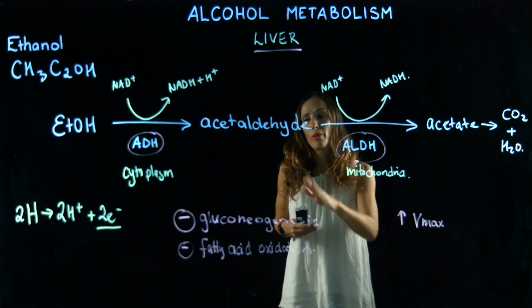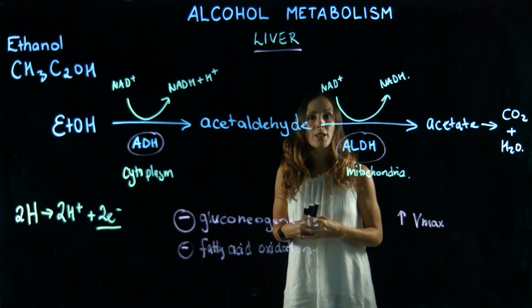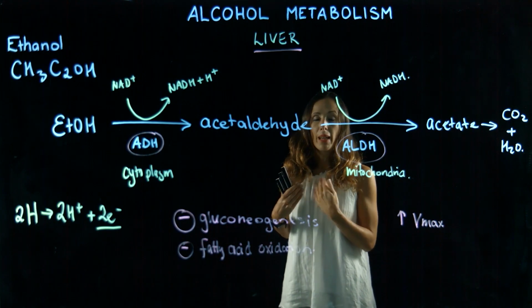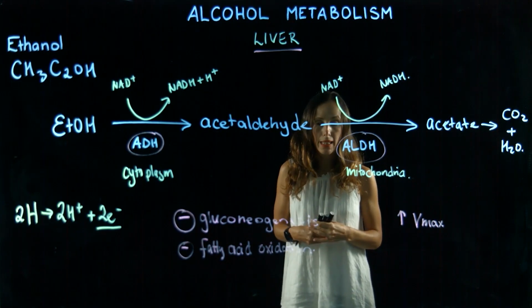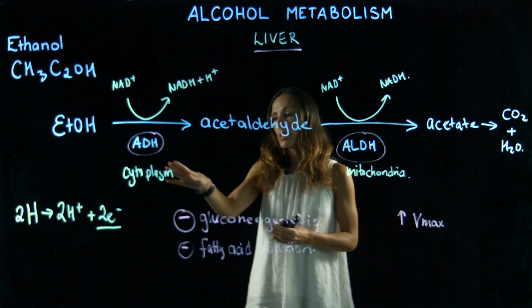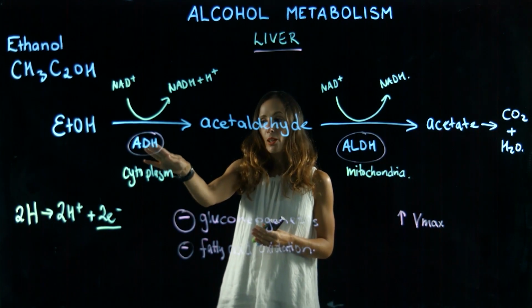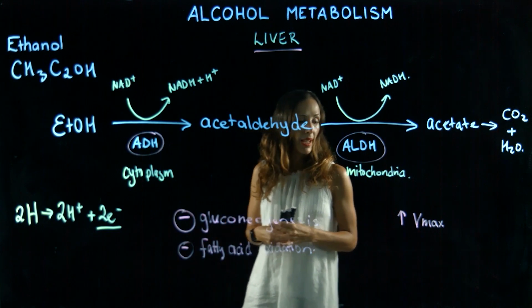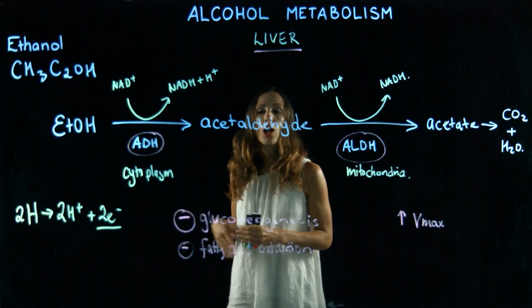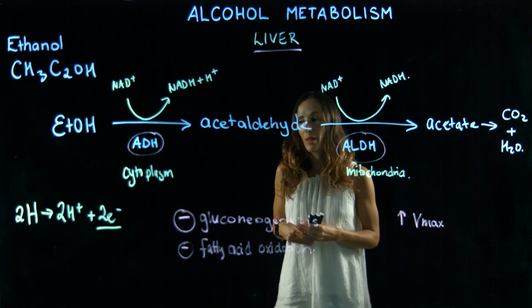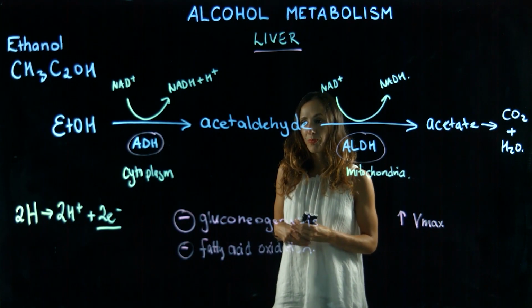People that have a buildup of acetaldehyde tend to get flushed and can have their heart rate higher, and it can be quite unpleasant. Interestingly, it was thought that people with a mutation or a variant in this gene where they have a higher Vmax are not often alcoholics because it's quite unpleasant for them to be consuming alcohol.